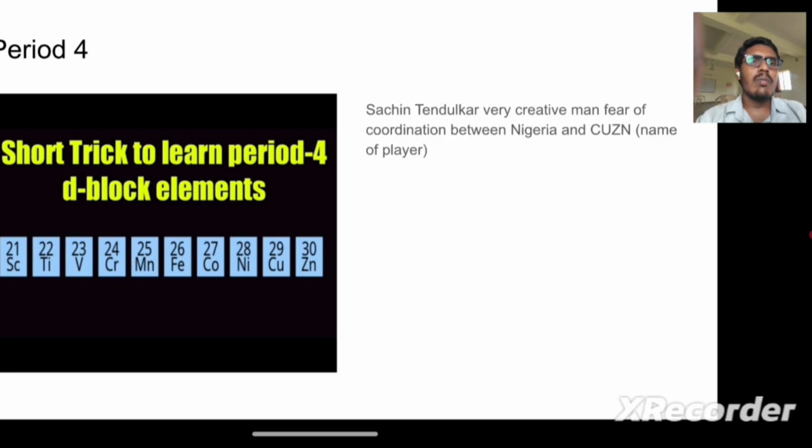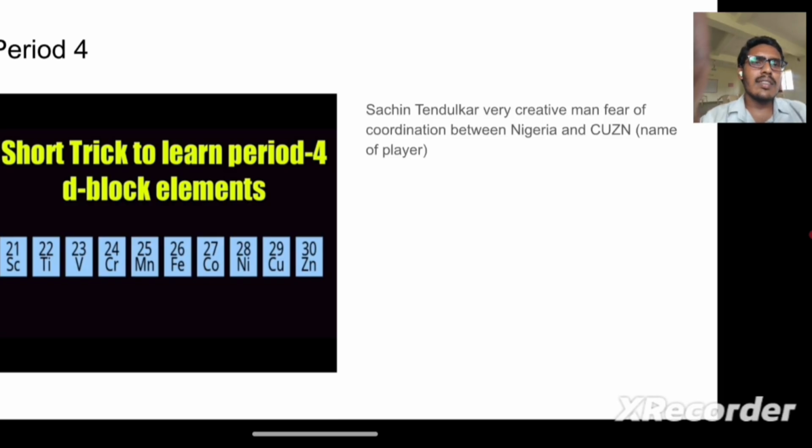This is period number 4. Let's get started. There are 10 elements in the D block, period 4. They are scandium, titanium, vanadium, chromium, manganese, iron, cobalt, nickel, copper and zinc. These are the elements in period 4.